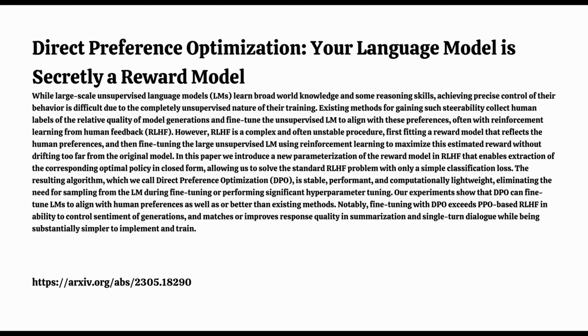Today we're looking at direct preference optimization, DPO for short. That's right. It's a method for, well, fine-tuning large language models using human preferences. We're digging into the paper, Direct Preference Optimization: Your language model is secretly a reward model.